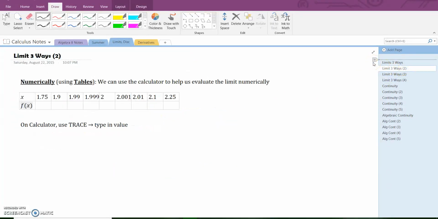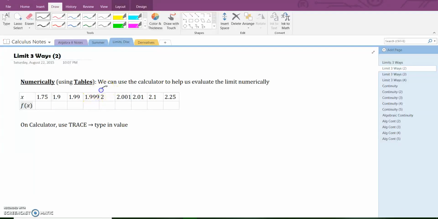Okay, numerically, this is method 2. Numerically just means you plug in numbers, you look at a table. Now we're going to use a calculator to help us evaluate the limit numerically because we have numbers that are not very nice to plug in, definitely not by hand and not by typing this in over and over again.